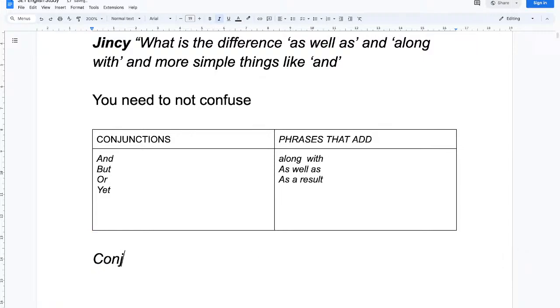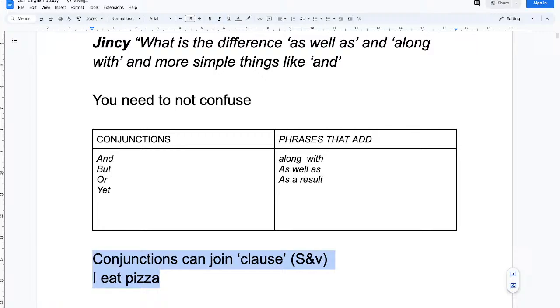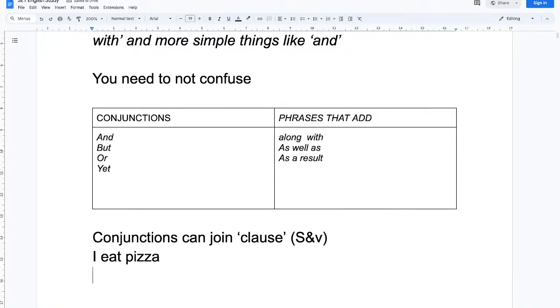Conjunctions can join clauses. And a clause is a subject and a verb together, right? So I could say, "I eat pizza." That's a clause. Today, we're going to say this is a clause for today, okay? I can also say something like, "I drink water." Now, with a conjunction, of course I can say, "and I drink water." I'm allowed to do that, right?